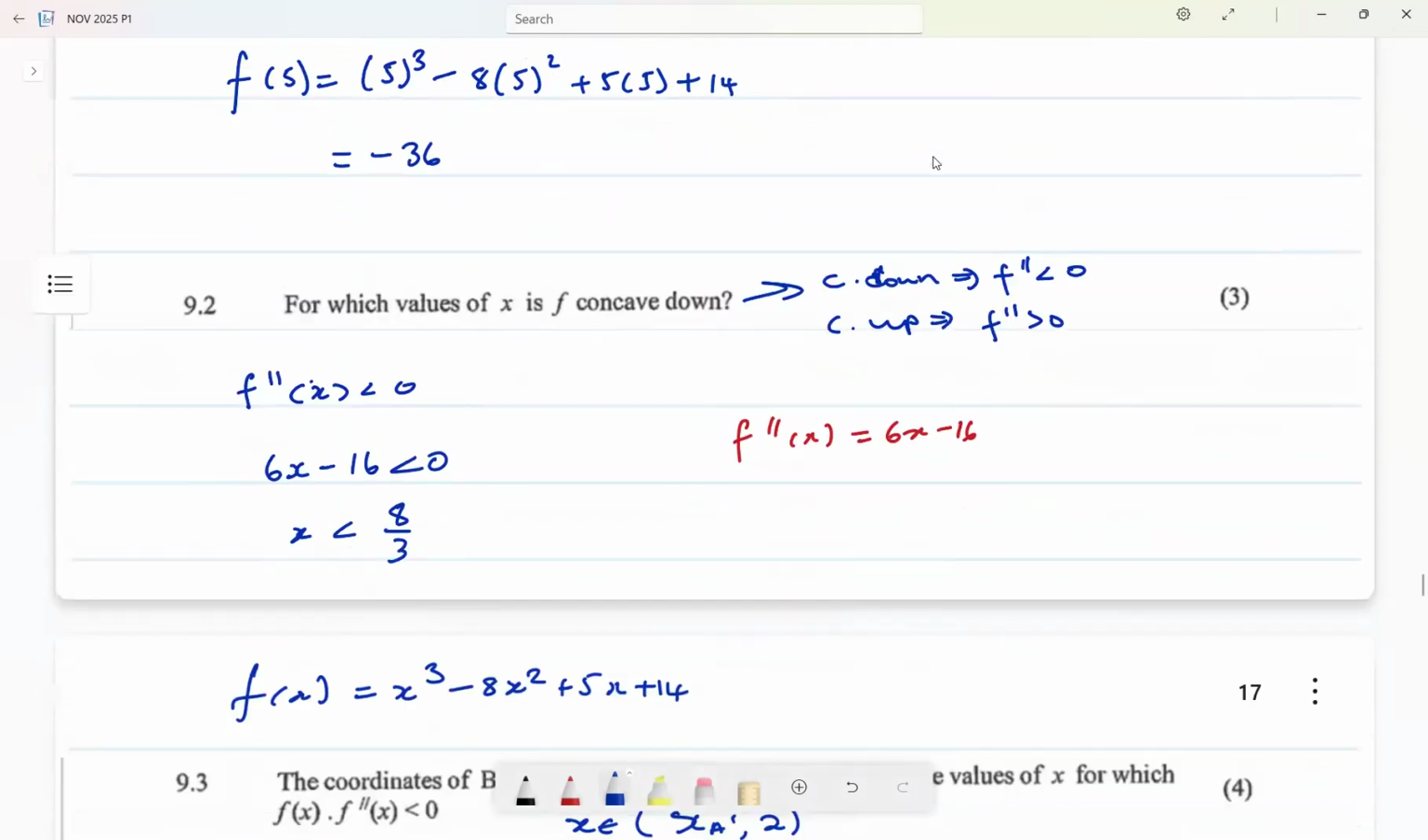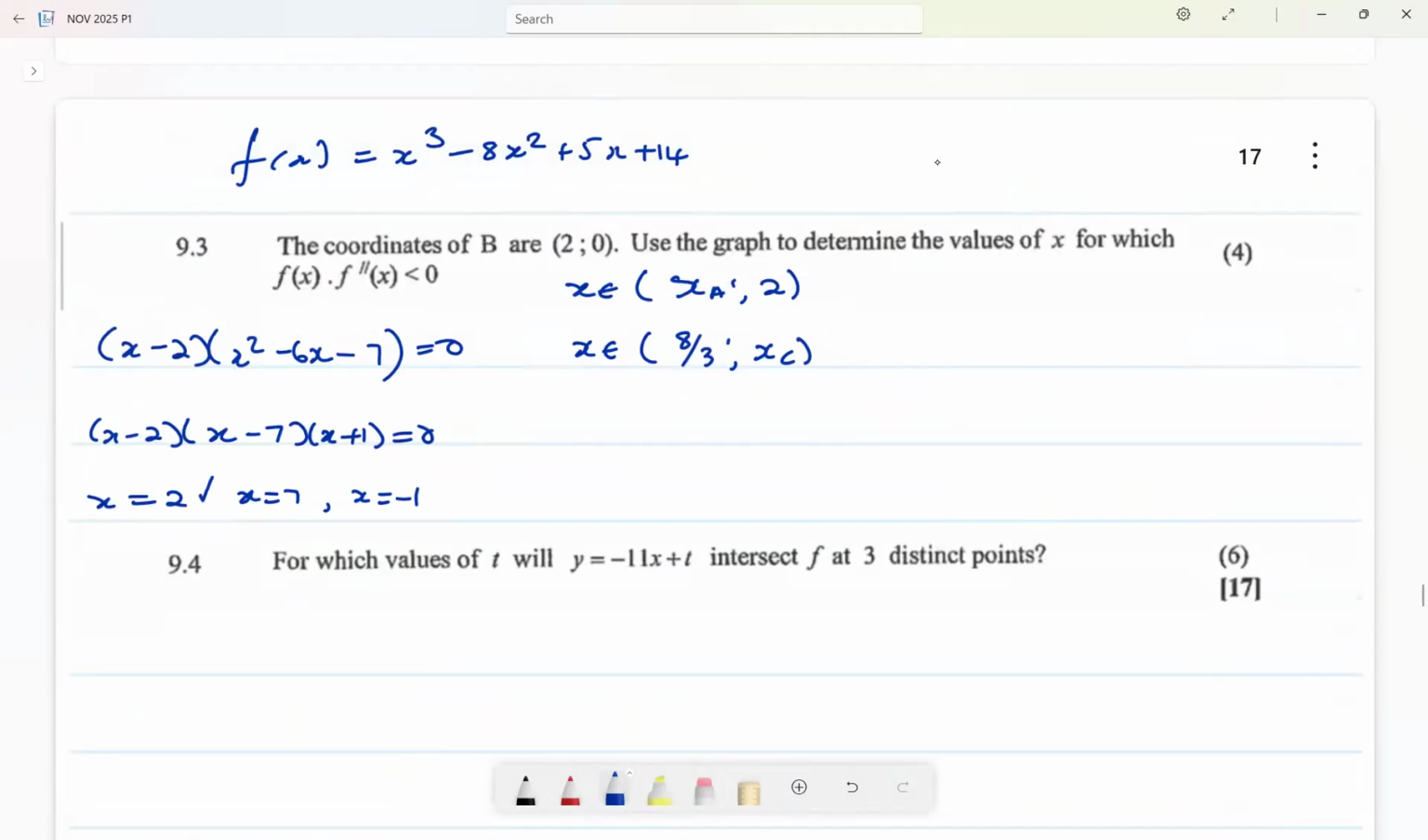Then I can now complete my statement with the x of A and the x of C. This is B. Okay, so I can say now it is between negative 1 and 2 and between 8 divided by 3 and 7. Someone might write it like this: x is going to be between negative 1 and 2, and x is going to be between 8 divided by 3 as well as 7.